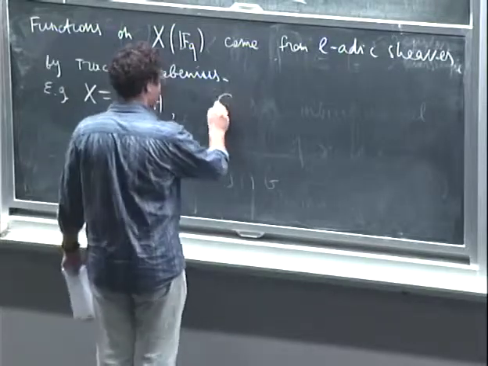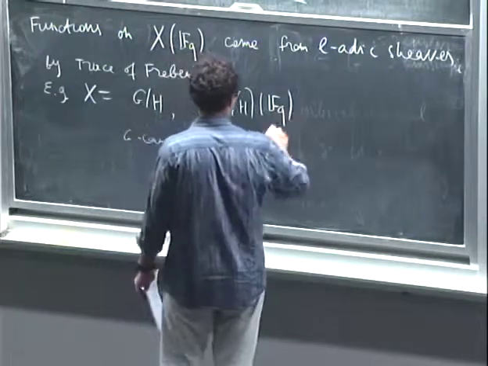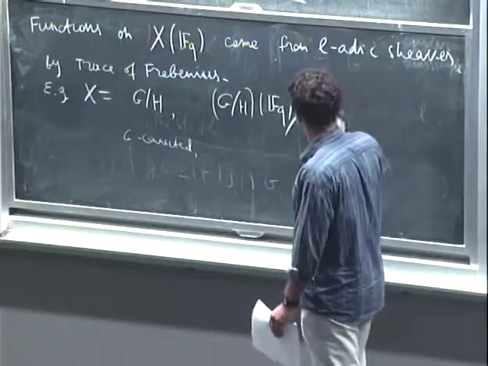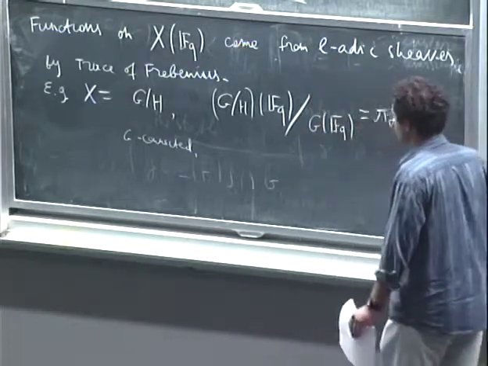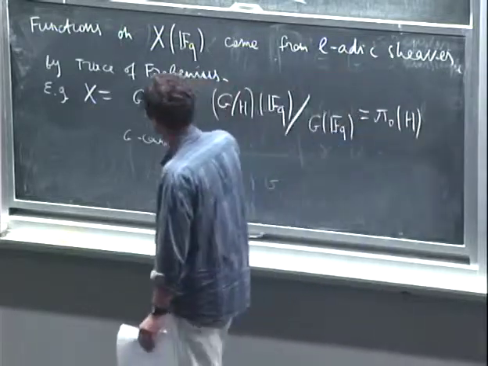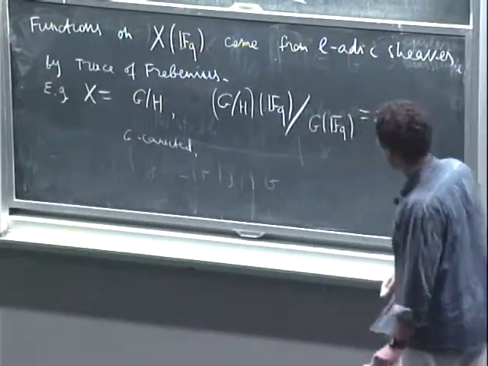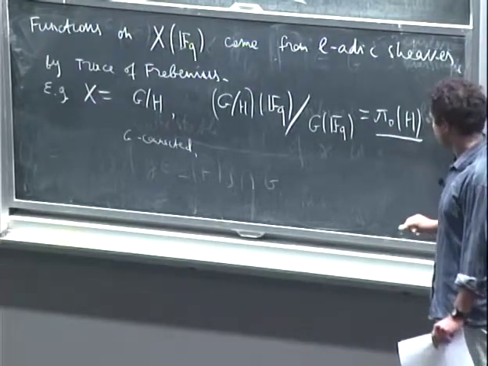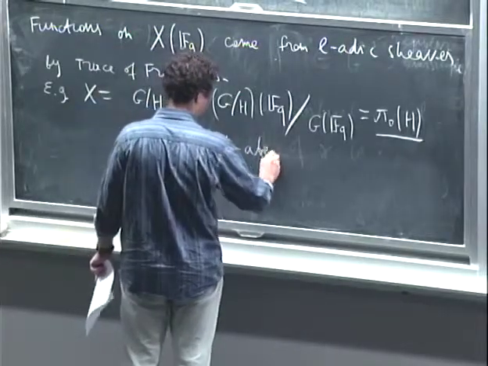Then from Lang's lemma, it's easy to see that G mod H of F_q, divided by G of F_q, if I'm not mistaken, is just pi naught. I assume that all components of H are defined over my field. But under some natural assumptions, this is just pi naught of H. And H is commutative. Yeah, thank you. I wanted to say this, but thank you.